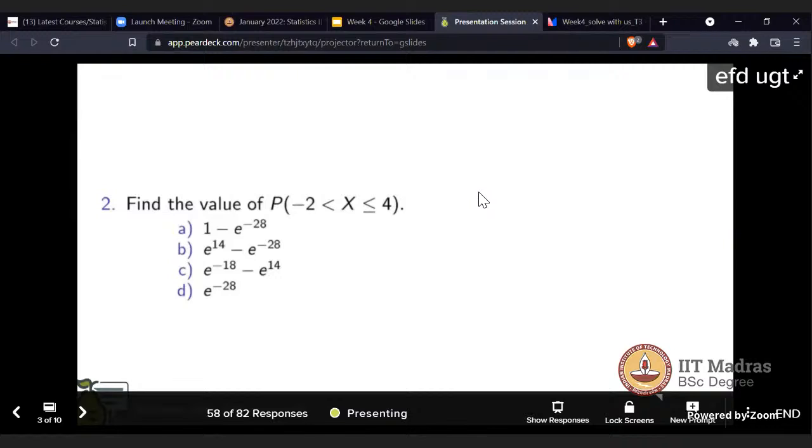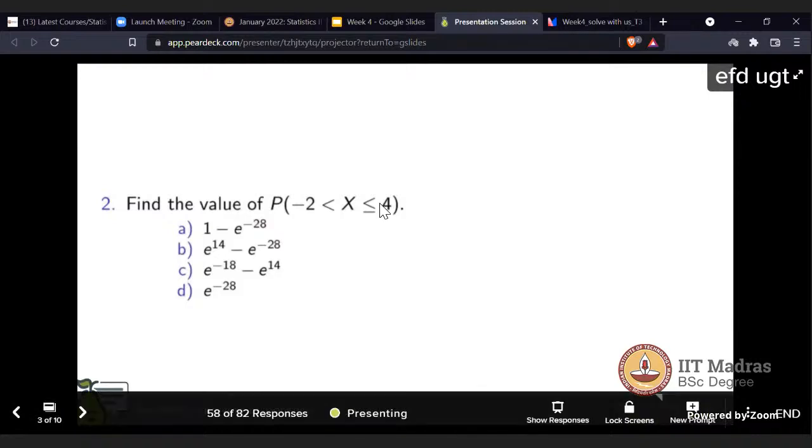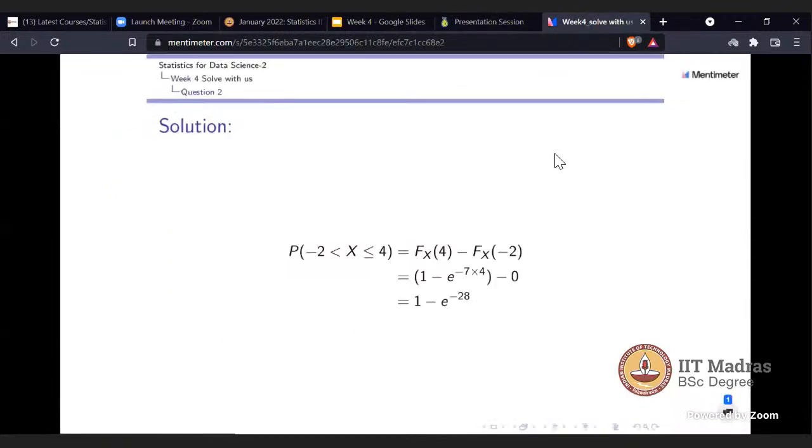So we go P(x = 0) minus P(x = minus 2). Then P(x = minus 2) we get as 0 here. You can just directly do it here, CDF of 4 minus CDF of minus 2. Ma'am, then what will be the CDF of minus 2?